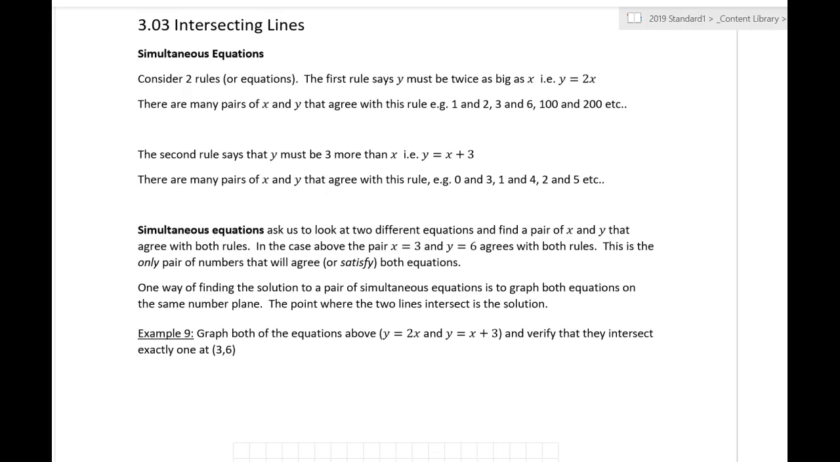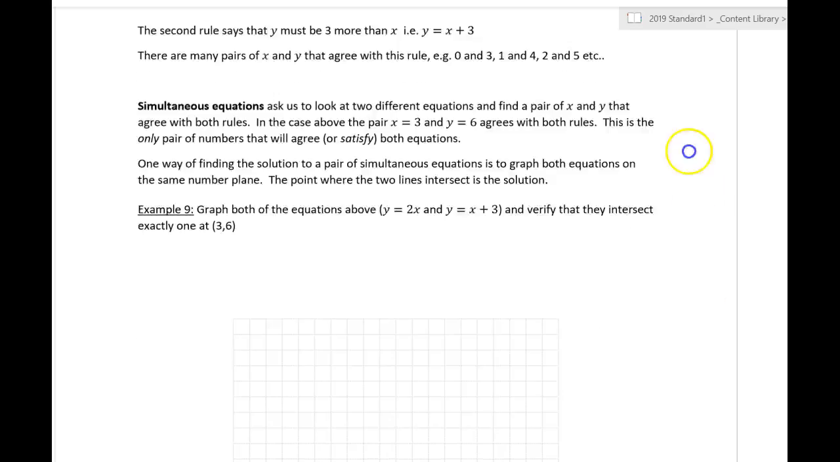Now, how do we work that out? We can do it by drawing up a big table of values and maybe getting lucky. We can do it by using some pretty complex algebra, but we can also do it by drawing a nice, neat graph and graphing both of the equations on the same number plane, right, on the same graph. If we do that, then the point where those two lines cross over or intersect, the coordinates of that point, the x and the y, will be the solution to both equations. So, let's give that a go.